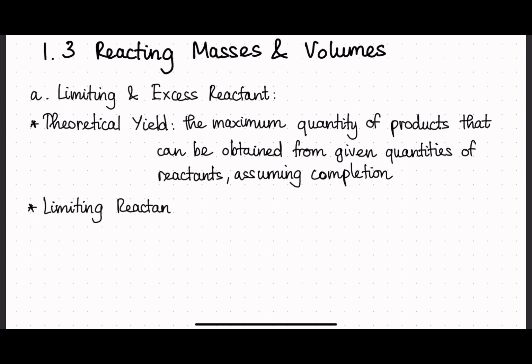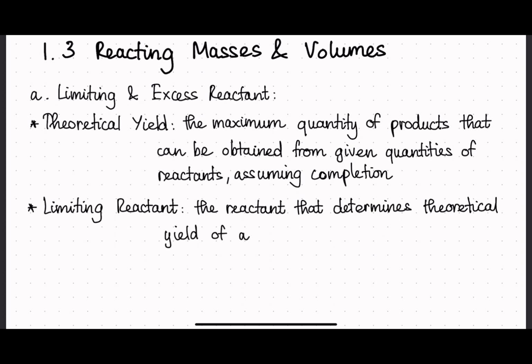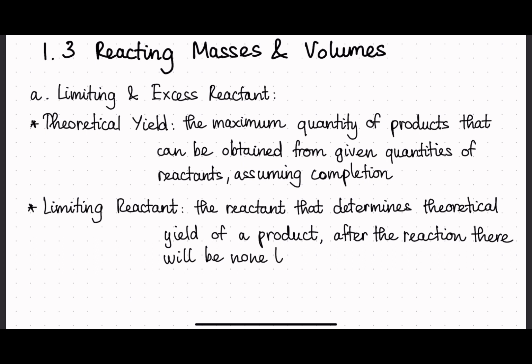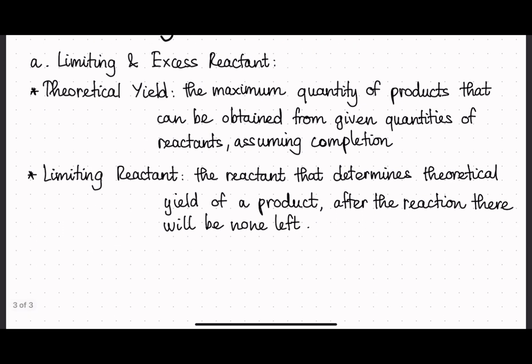And the second definition that we need to know is the limiting reactant. The limiting reactant is the reactant that determines theoretical yield of a product. After the reaction, there will be none of this reactant left. So this is the one that is reacted completely in the equation, and the other reactant will be the excess reactant, which is not used up completely by the reaction, and after the completion of the reaction, this substance will still be present in the mixture.